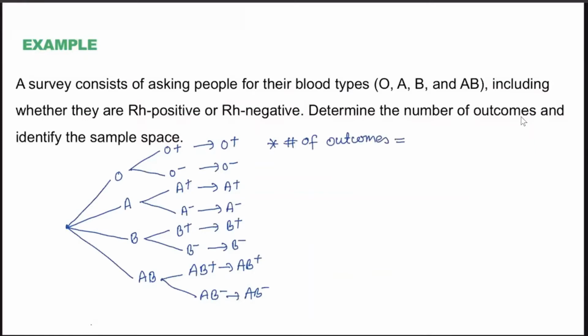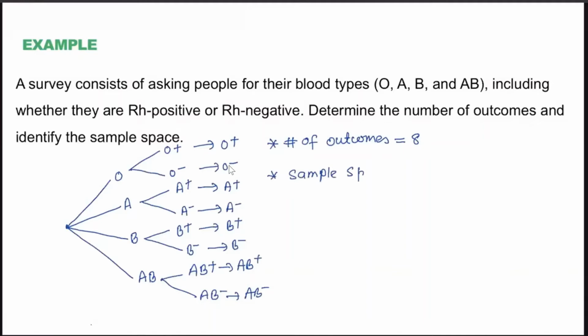Number of outcomes is equal to, you can count here, how many are there? 1, 2, 3, 4, 5, 6, 7, 8. Number of outcomes is equal to 8. Then we are asked to identify the sample space. That means we need to write that sample space.